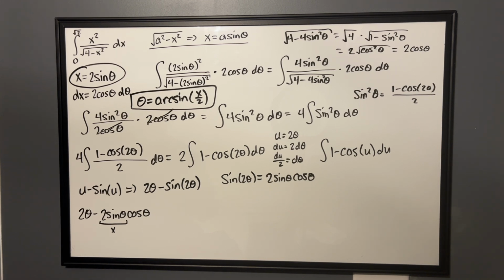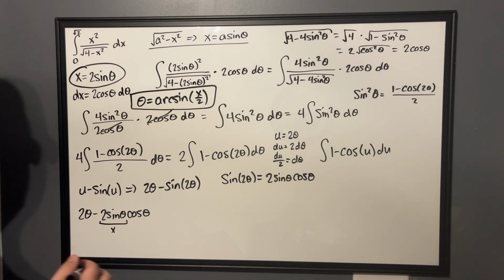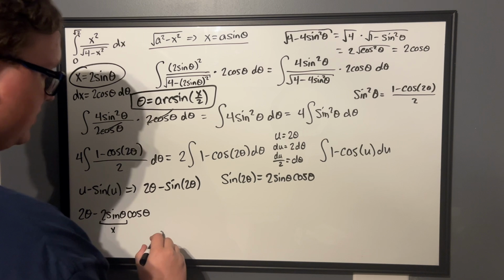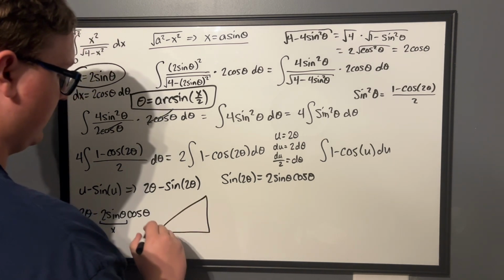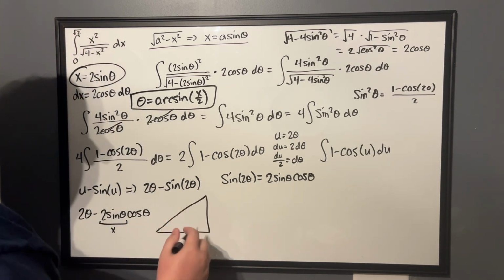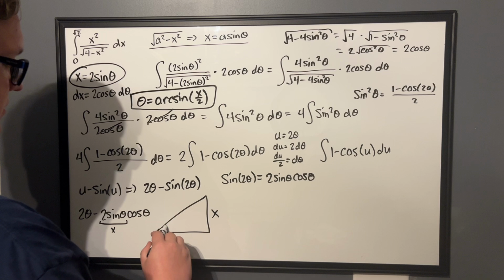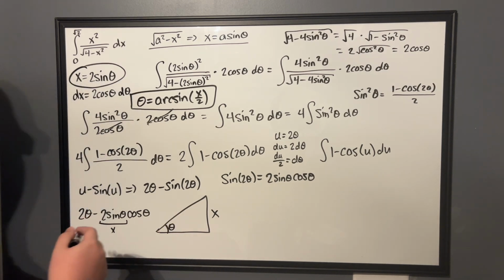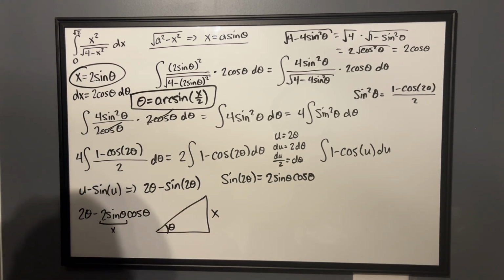So the way we're going to figure that out is by using a triangle. So we're going to set up a triangle for this question. It's going to look like this. Now we're going to choose this side to be x and we're going to choose this angle to be theta, because we said that x was equal to 2 sine theta.